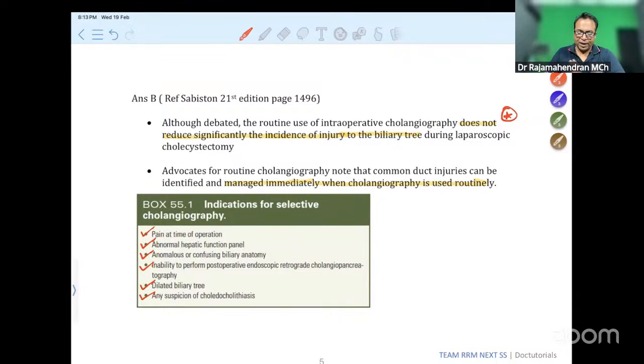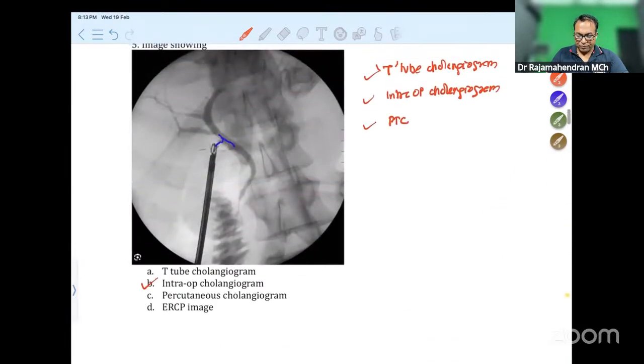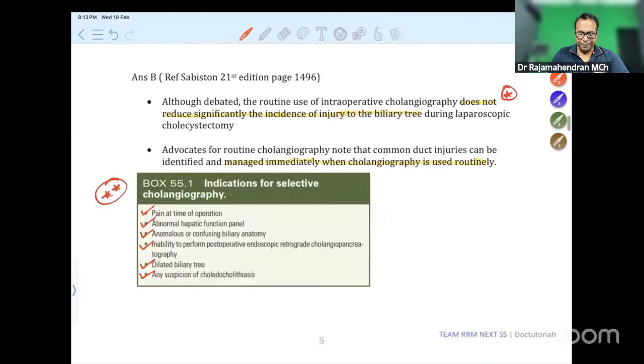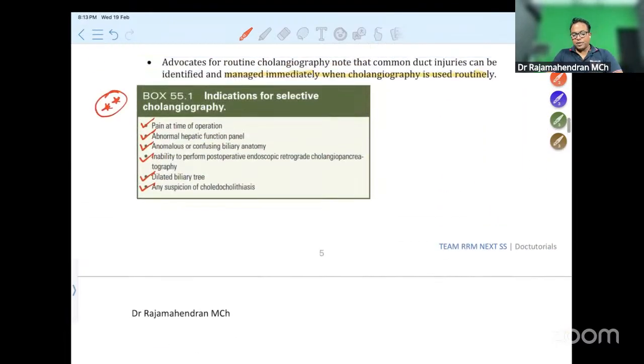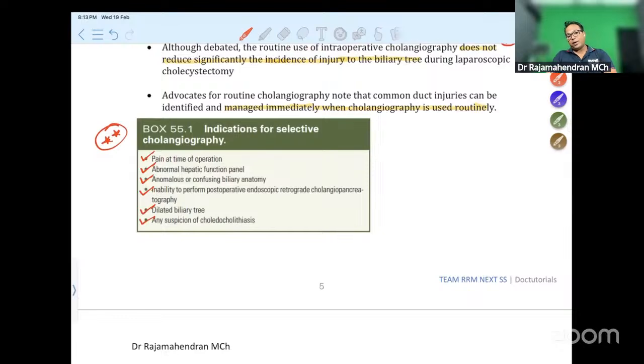So when will you go for intraop cholangiography? This table is a very important table from Sabiston. You can get this table. Don't forget, an intraop cholangiography image-based question was asked in the exam. So these are the questions from gallbladder. You can see in the gallbladder chapter alone, we had around 5 questions.